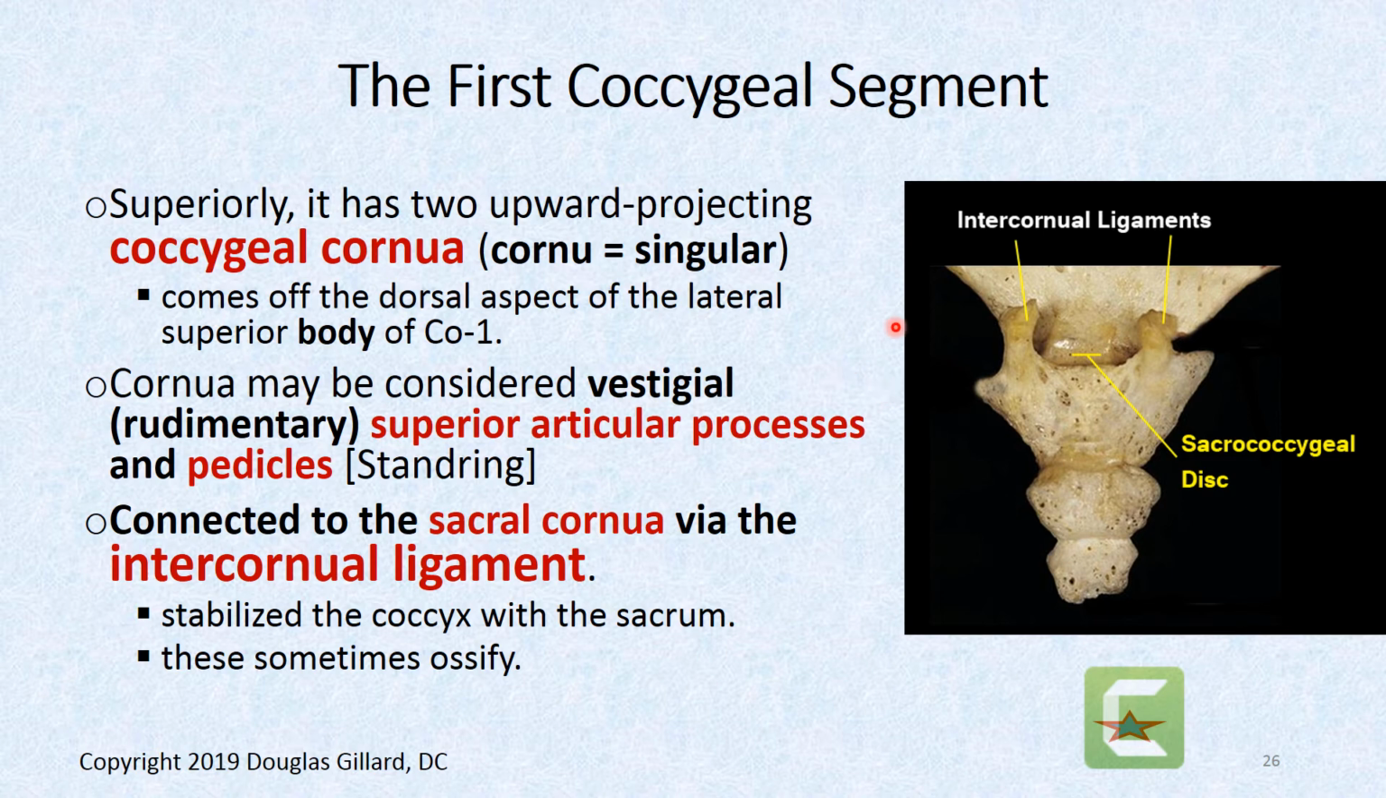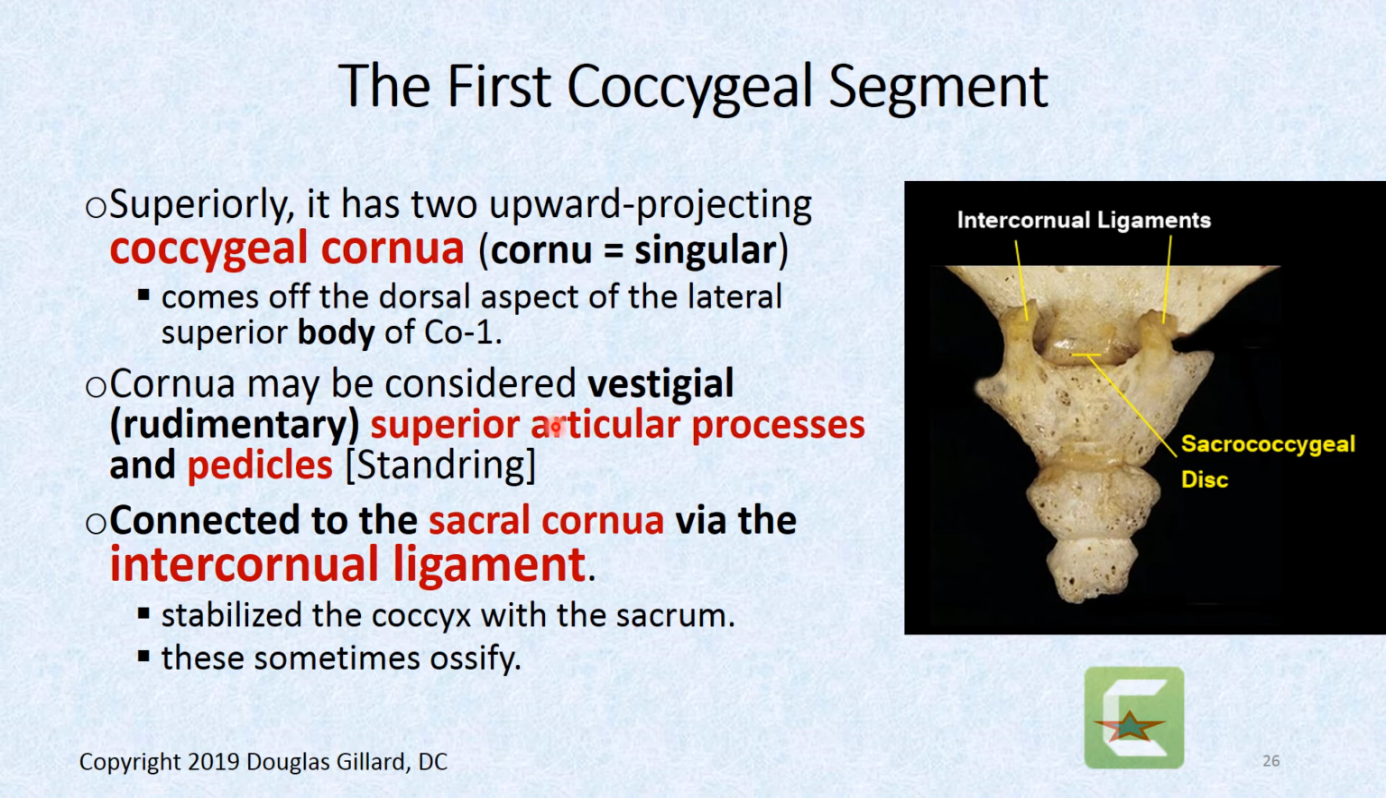More about the first coccygeal segment. Here's a real live one, or not live one, obviously. But you can see the sacral coccygeal disc right here. You can see the sacral cornua quite nicely. Okay, and we talked about those already. They project upwards.